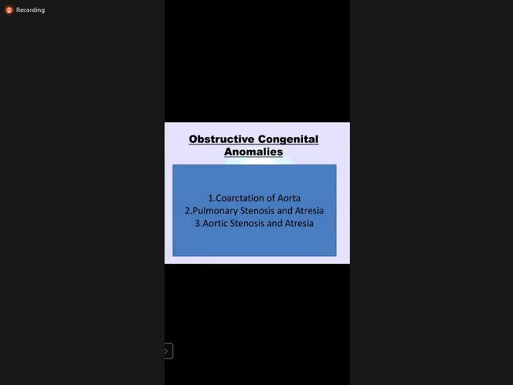Other important pathologies include pulmonary stenosis. Pulmonary atresia is very rare. Aortic stenosis is because of the presence of a bicuspid aortic valve. Aortic atresia is also present, but atresia is rare in cases of the aortic valve. Thank you.